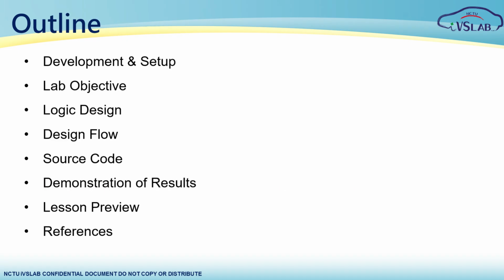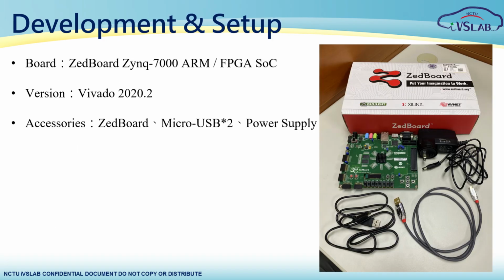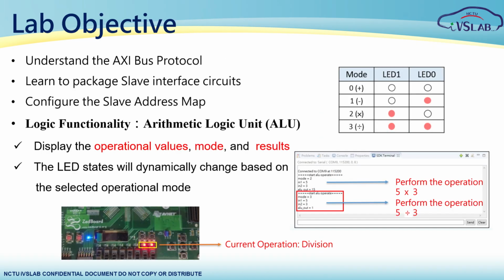Here is the outline for today's session. Before we begin, please ensure that you are fully prepared. For detailed content, please refer to the pre-lab course. There are 3 core objectives for this lab. First, to gain a deep understanding of the AXI bus protocol operations. Second, to learn how to utilize the Vivado IP packager to package our custom slave interface. And finally, to configure the correct address mapping.